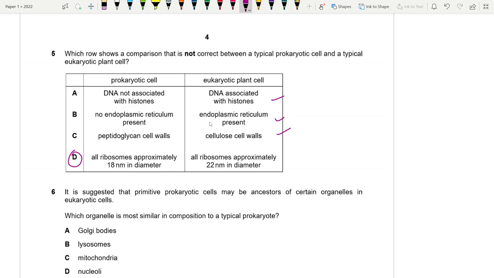All ribosomes are approximately 18 nanometers in diameter. All ribosomes are typically 22 nanometers in diameter. This is wrong. Because in plant cells, we also have 70S ribosomes, okay? That's the tricky part.